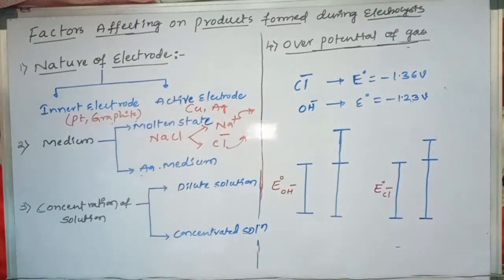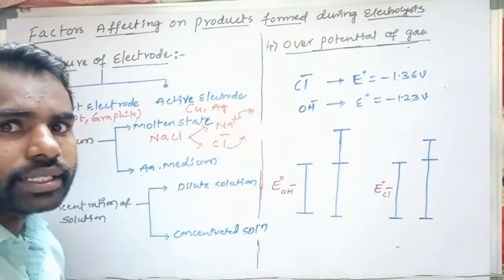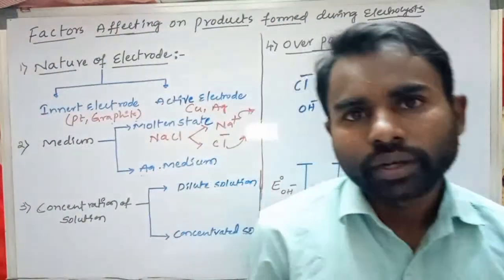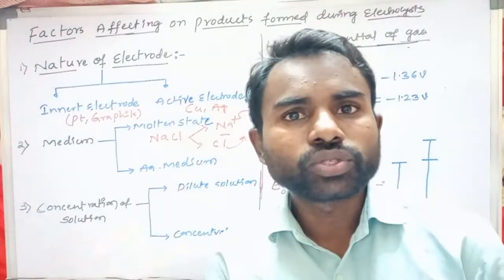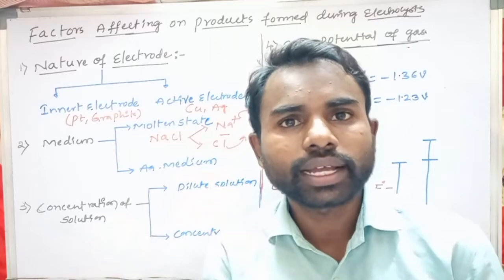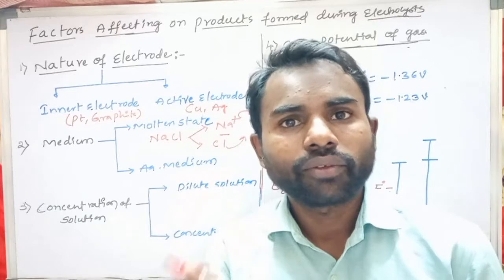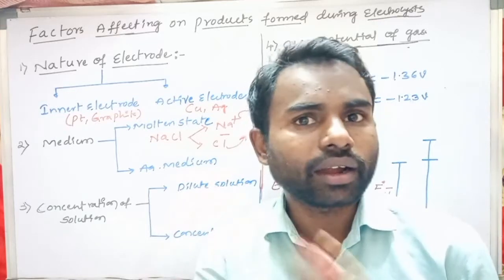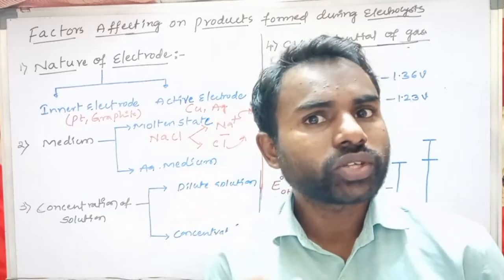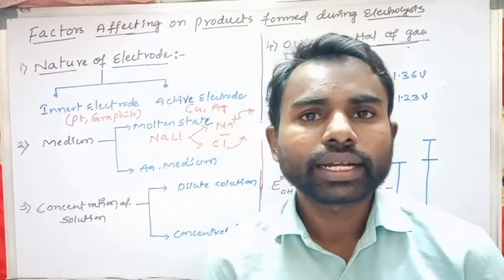Next, if this same NaCl is present in water, if you take the aqueous solution of NaCl, then we have different types of ions. We get two types of cation in aqueous solution of NaCl: one is H+ and another one is Na+. And two types of anions: one is OH- ion and another one is Cl- ion. So due to the larger number of cations and anions, there is a chance to get different types of product in the aqueous medium compared to the molten state.